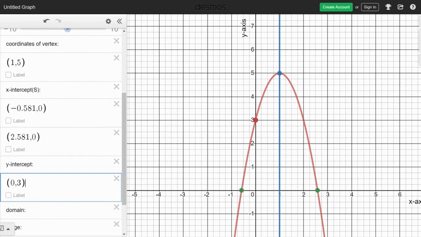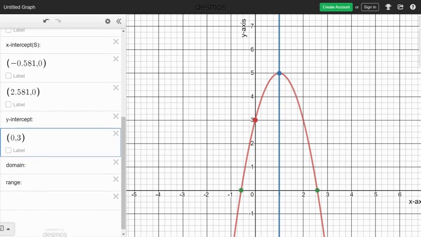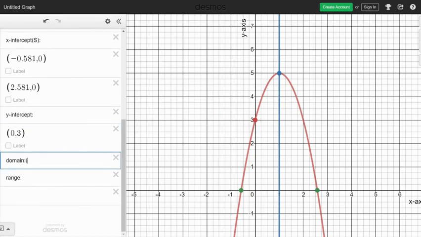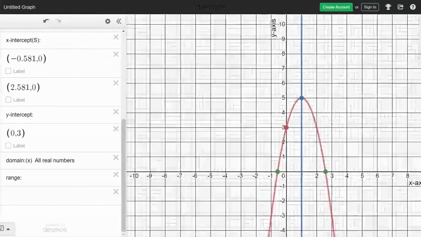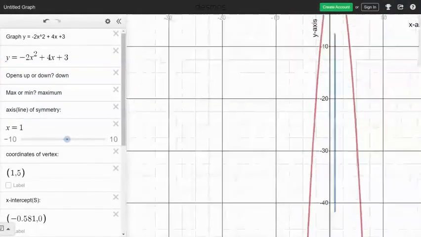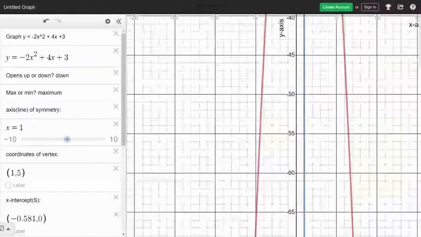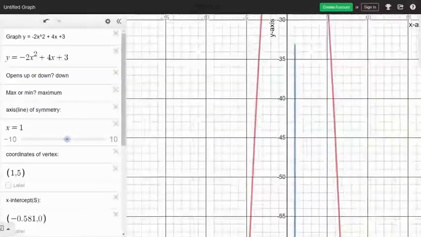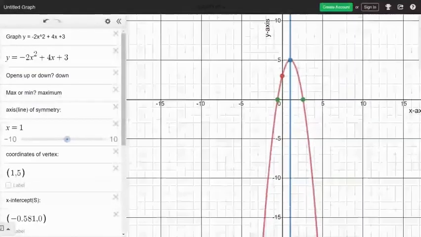All right, then domain and range. Remember, domain is always our x values. In a parabola, the domain is always all real numbers. If I were to zoom in and really look at the graph, notice that I can keep going down and it's just going to get wider and wider and wider as I go down. So eventually my graph will include every possible x value.